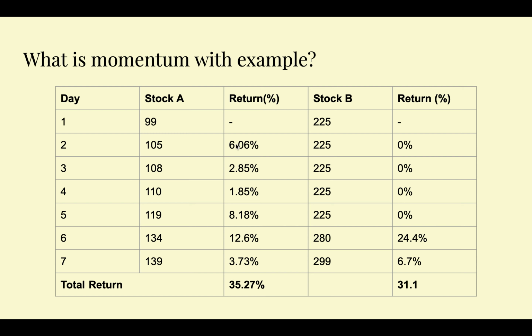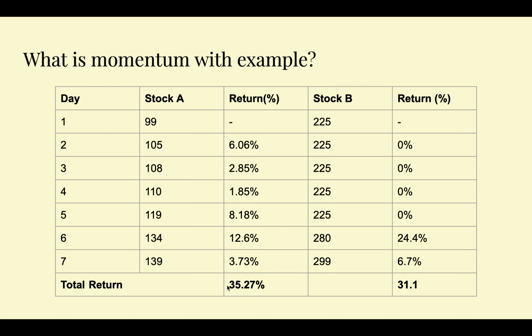On a daily basis I calculated the momentum, so I added the daily percentage changes and got a weekly return. In 7 days, stock A moved 35.27%, and stock B hadn't moved anything till day 5, but on day 6 it moved a whopping 24.4 percent, and on day 7 it moved 6.7 percent. So in total it moved 31%. So can you say which stock has given a good momentum? Obviously it is stock A.